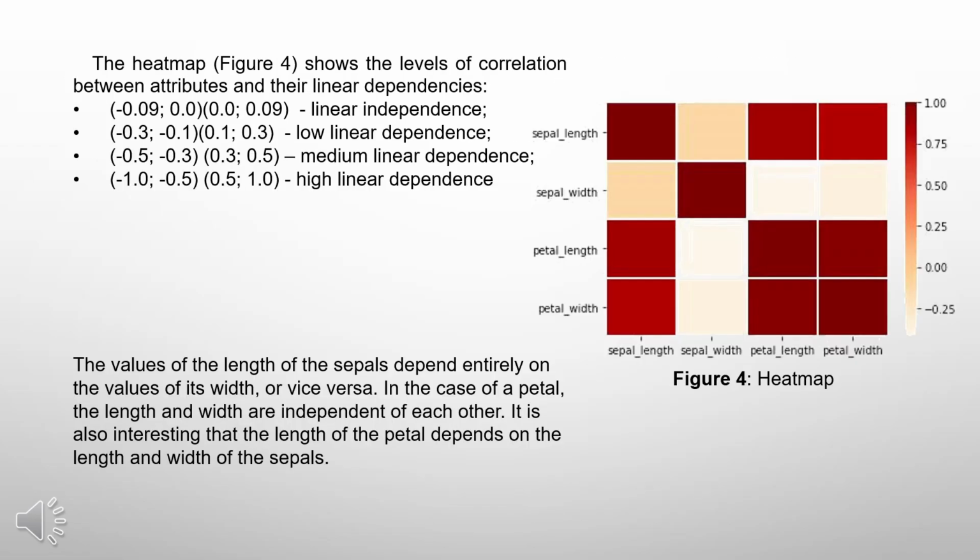The heat map, Figure 4, shows the levels of correlation between attributes and their linear dependencies. The values of the length of the sepals depend entirely on the values of its width or vice versa. In the case of a petal, the length and width are independent of each other. It's also interesting that the length of the petal depends on the length and width of the sepals. Figure 4, heat map.